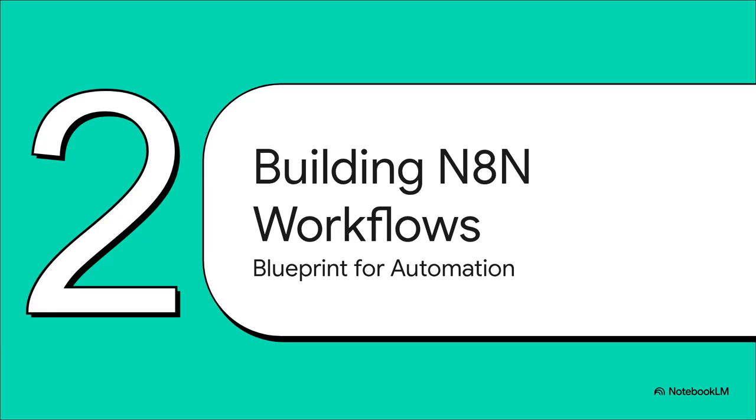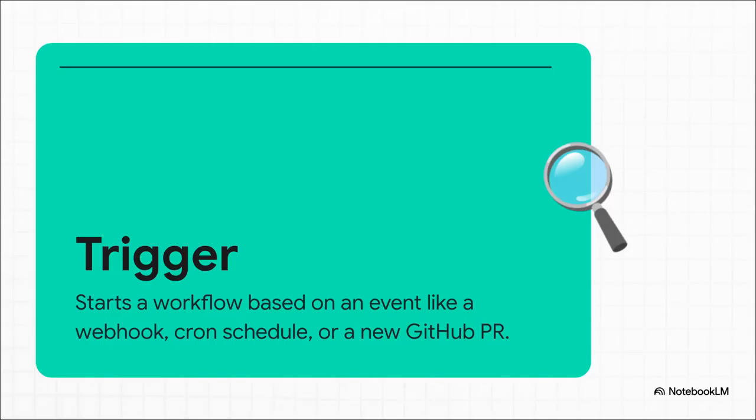So how does this all work under the hood? Let's look at the basic building blocks of any N8N workflow. Seriously, if you can get your head around these 4 components, you're well on your way to mastering this thing. So everything, and I mean everything, starts with a trigger. This is the event that kicks your whole automation into gear. A really common one would be, say, a developer opens a brand new pull request on GitHub. And that's it. That's our starting gun.